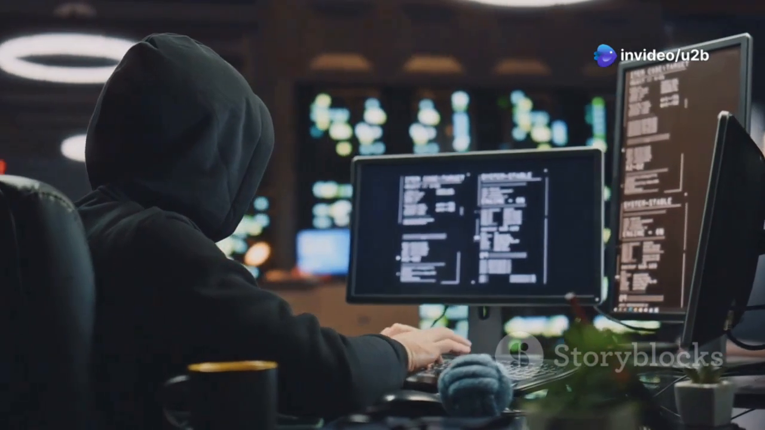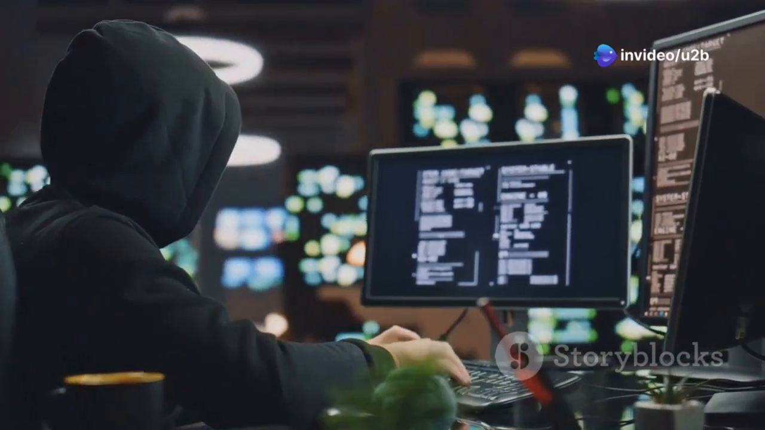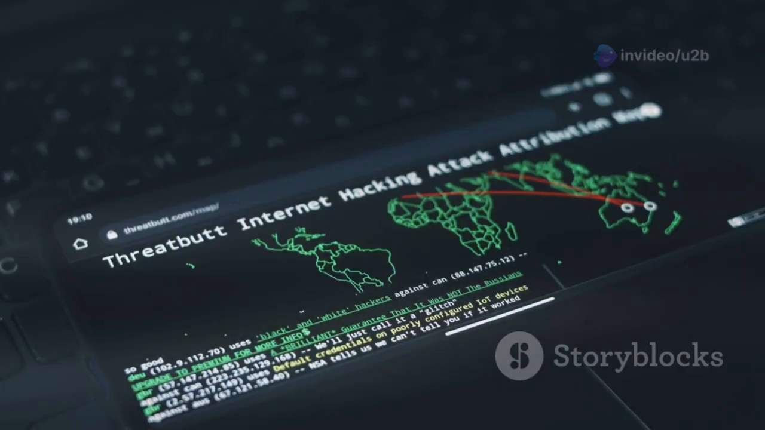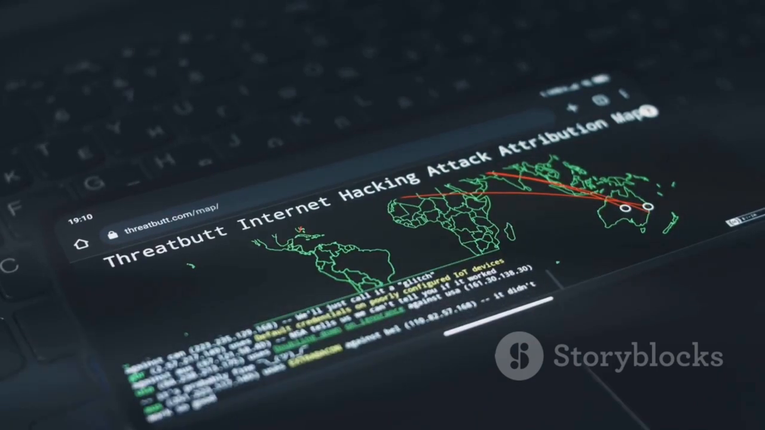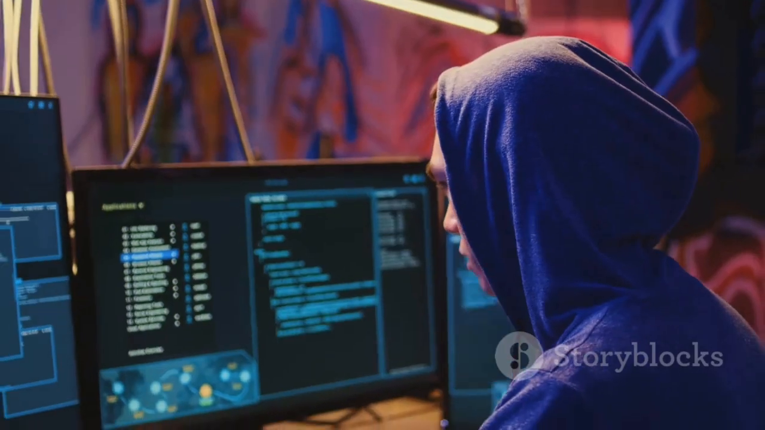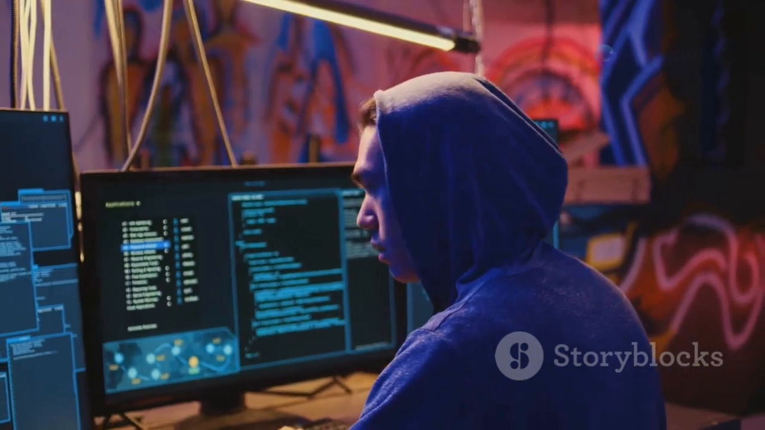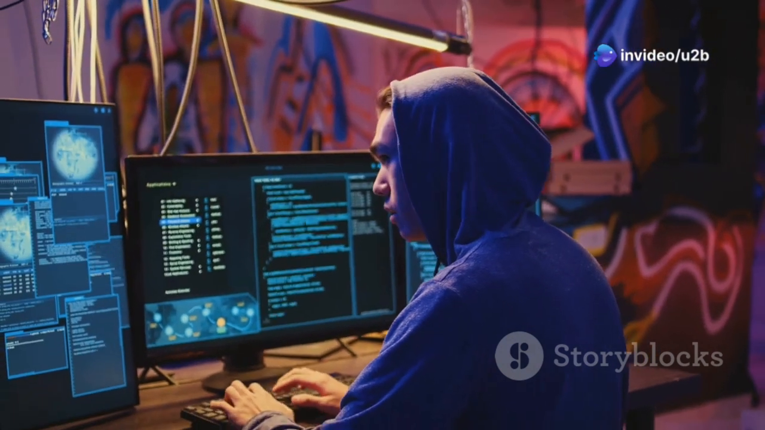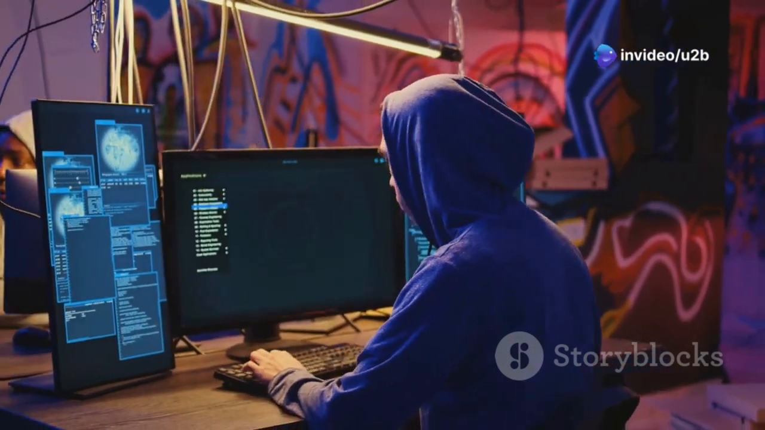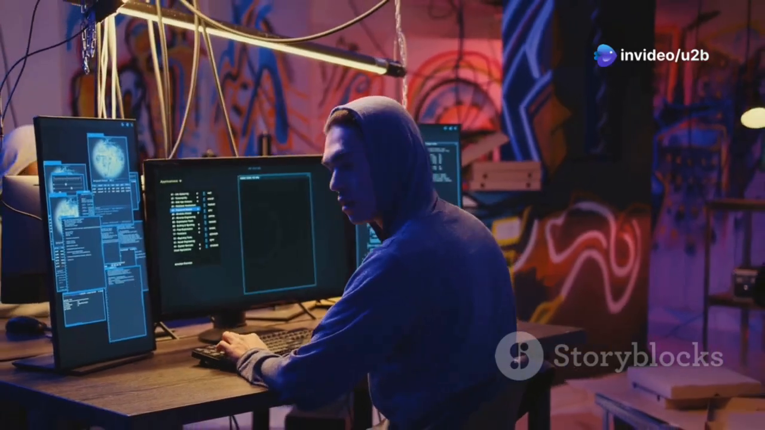Penetration testing is often considered the gold standard of security testing. It involves simulating real-world attacks to identify vulnerabilities. Ethical hackers, also known as penetration testers, use a combination of manual and automated techniques to attempt to breach an application's defenses.